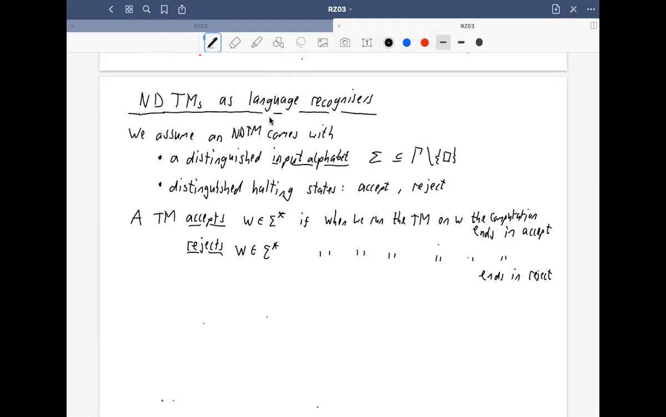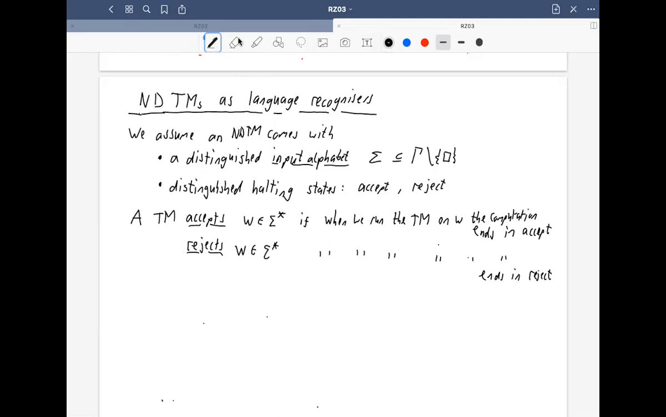So again, to look at whether or not we accept words, we're going to fix the alphabet. So we assume we have some alphabet for our input words. And again, we want to either accept or reject a word. So we're going to ask for the distinguished halting states that the machine will halt in, accept and reject. And now we want to say what it means for a non-deterministic Turing machine to accept or reject a word. So we need to model. These are the definitions as before.